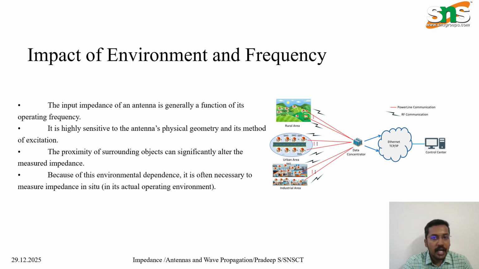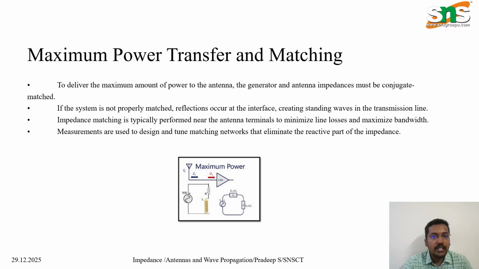The impedance of an antenna changes with operating frequency. Antenna geometry and the surrounding environment, nearby objects can significantly affect the measured impedance values. Because of these environmental effects, impedance measurements are often carried out in the actual operating conditions of the antenna to achieve accurate results. To achieve maximum power transfer, the antenna impedance and source impedance must be conjugate matched.